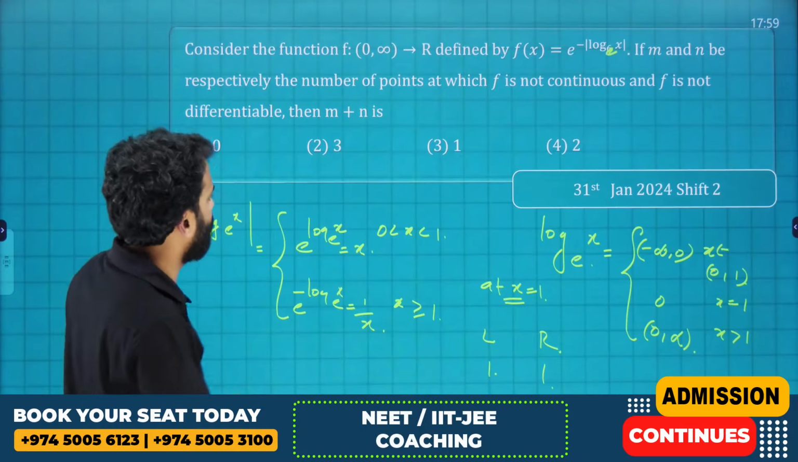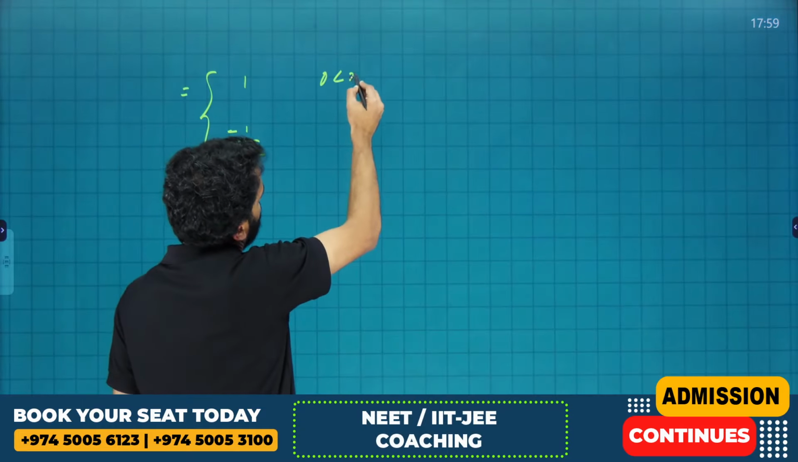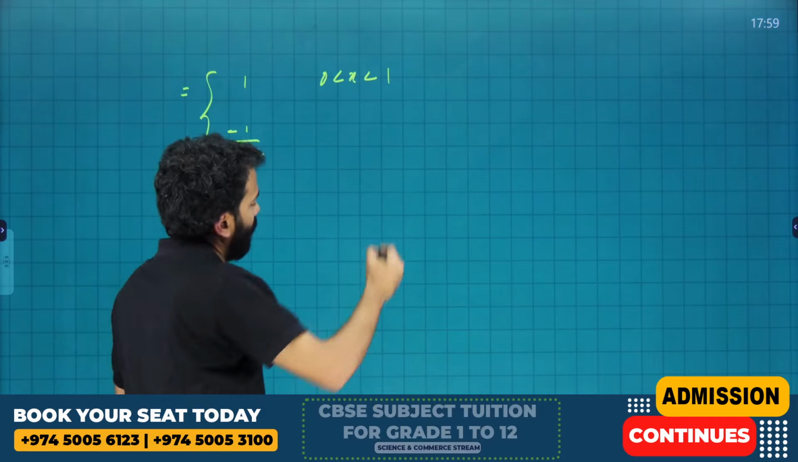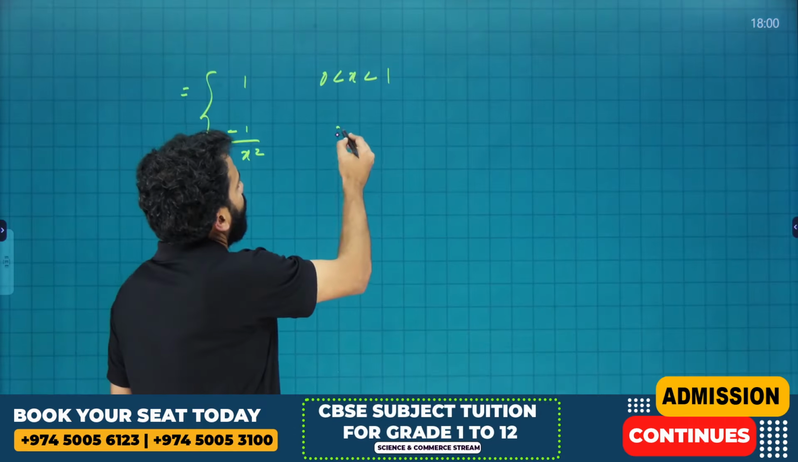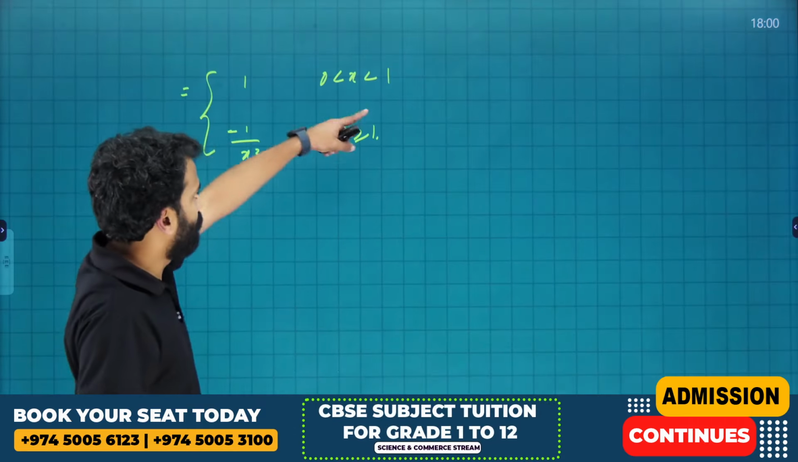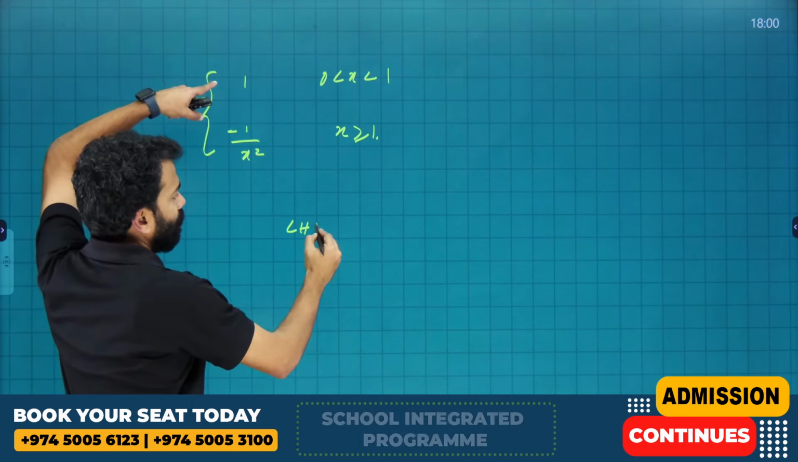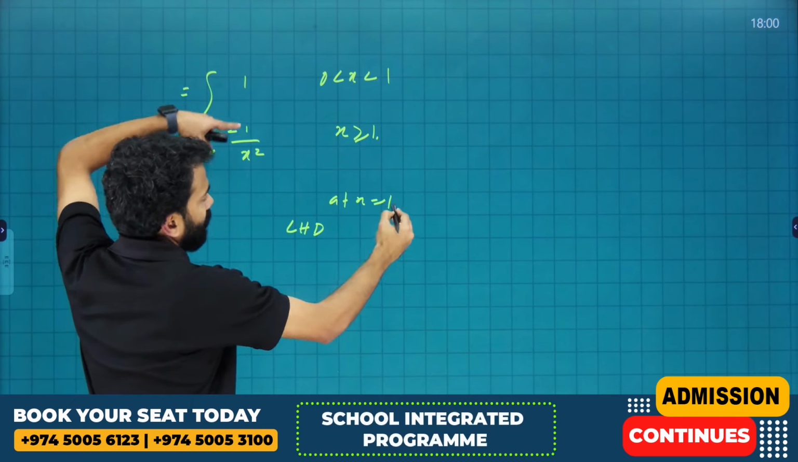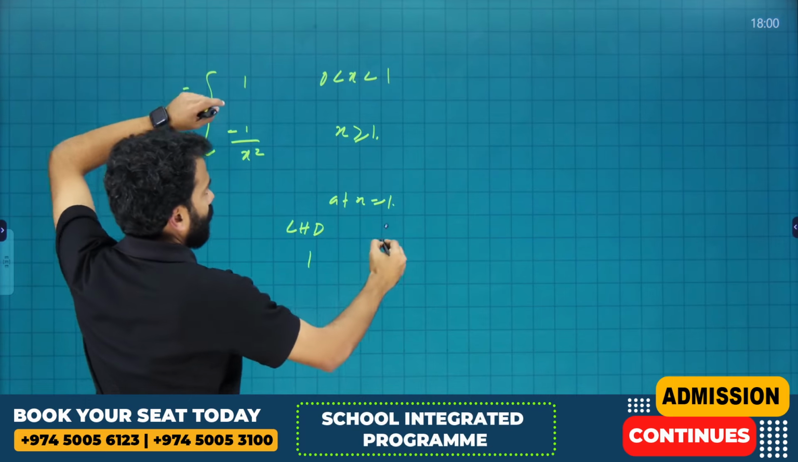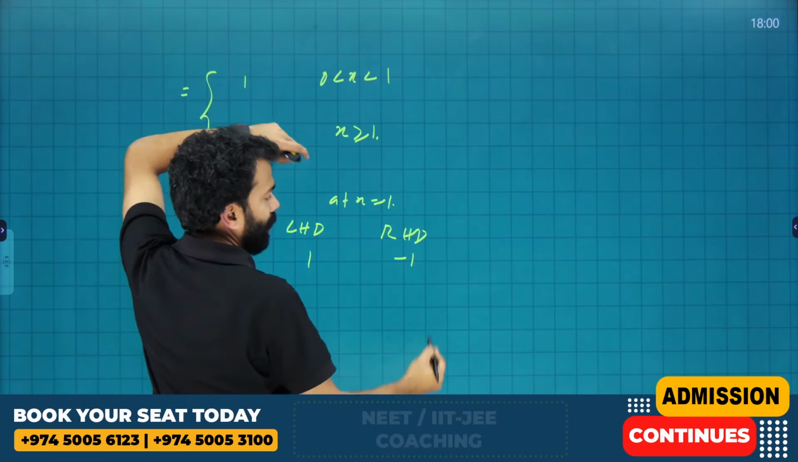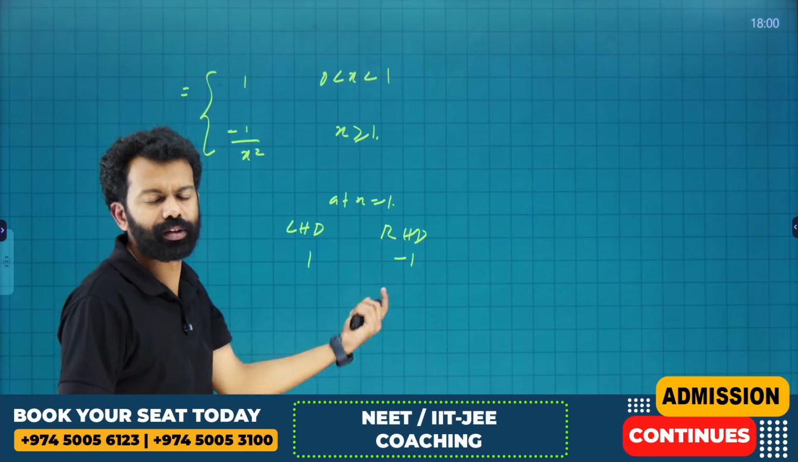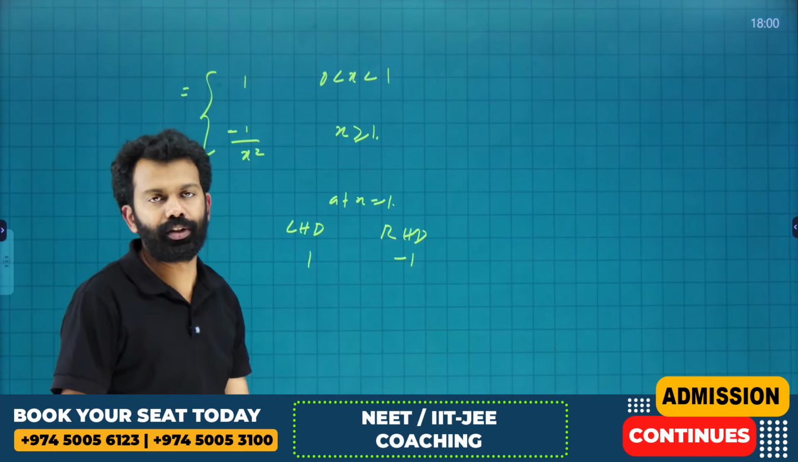Okay, therefore this will be 0 less than x less than 1, and this will be x greater than or equal to 1. If you substitute here, the left hand derivative at x equal to 1 is 1, and the right hand derivative is minus 1. So they are not equal. Therefore, the function is not differentiable at x equal to 1.